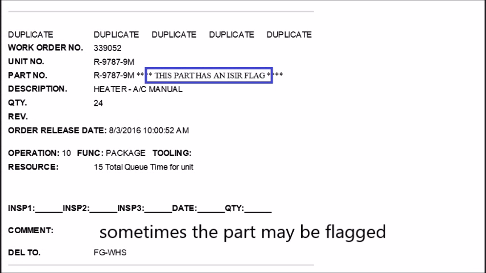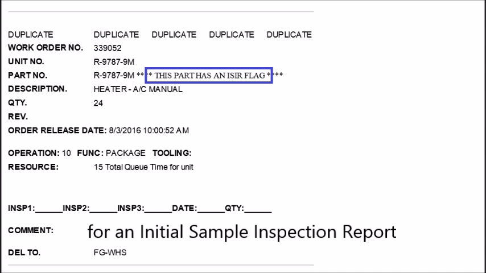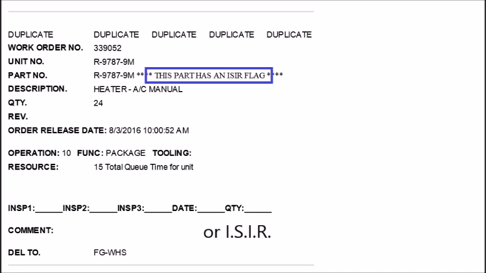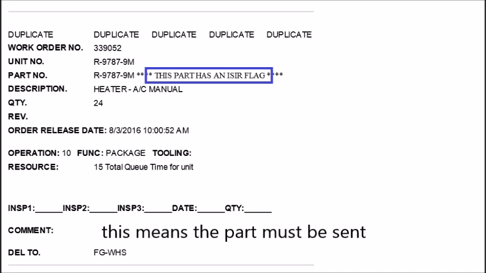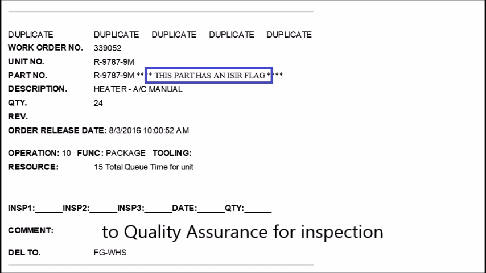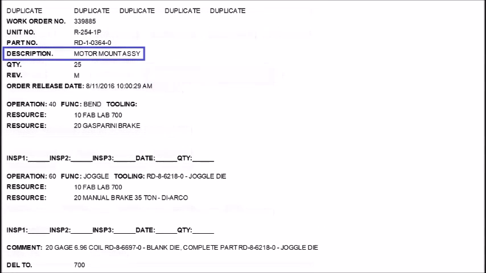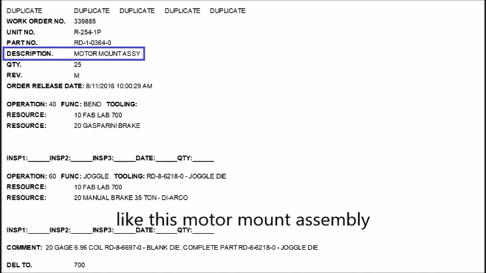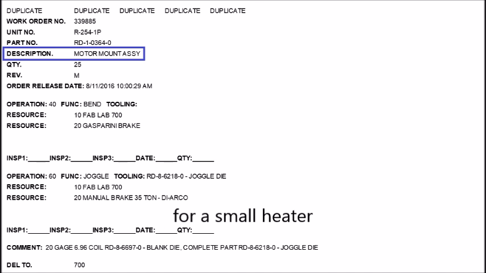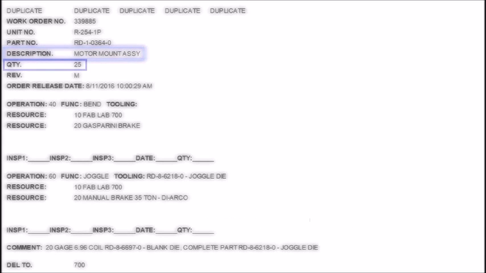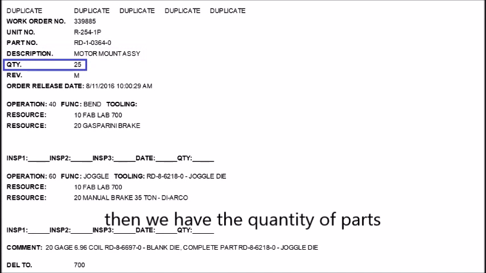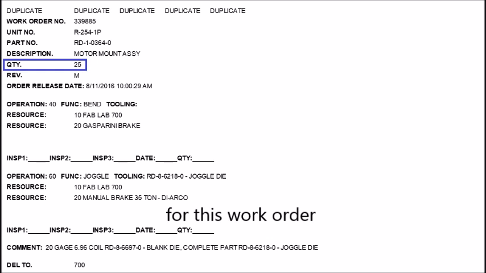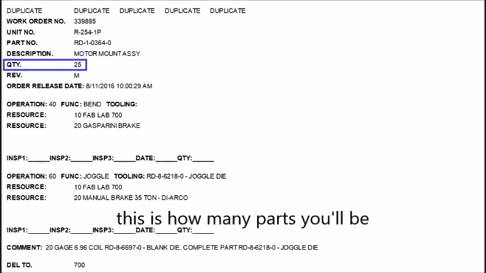Sometimes the part may be flagged for an Initial Sample Inspection Report, or ISIR. This means the part must be sent to quality assurance for inspection. The fourth line is a short description of the part, like this motor mount assembly for a small heater. Then we have the quantity of parts for this work order. This is how many parts you'll be making for this job.